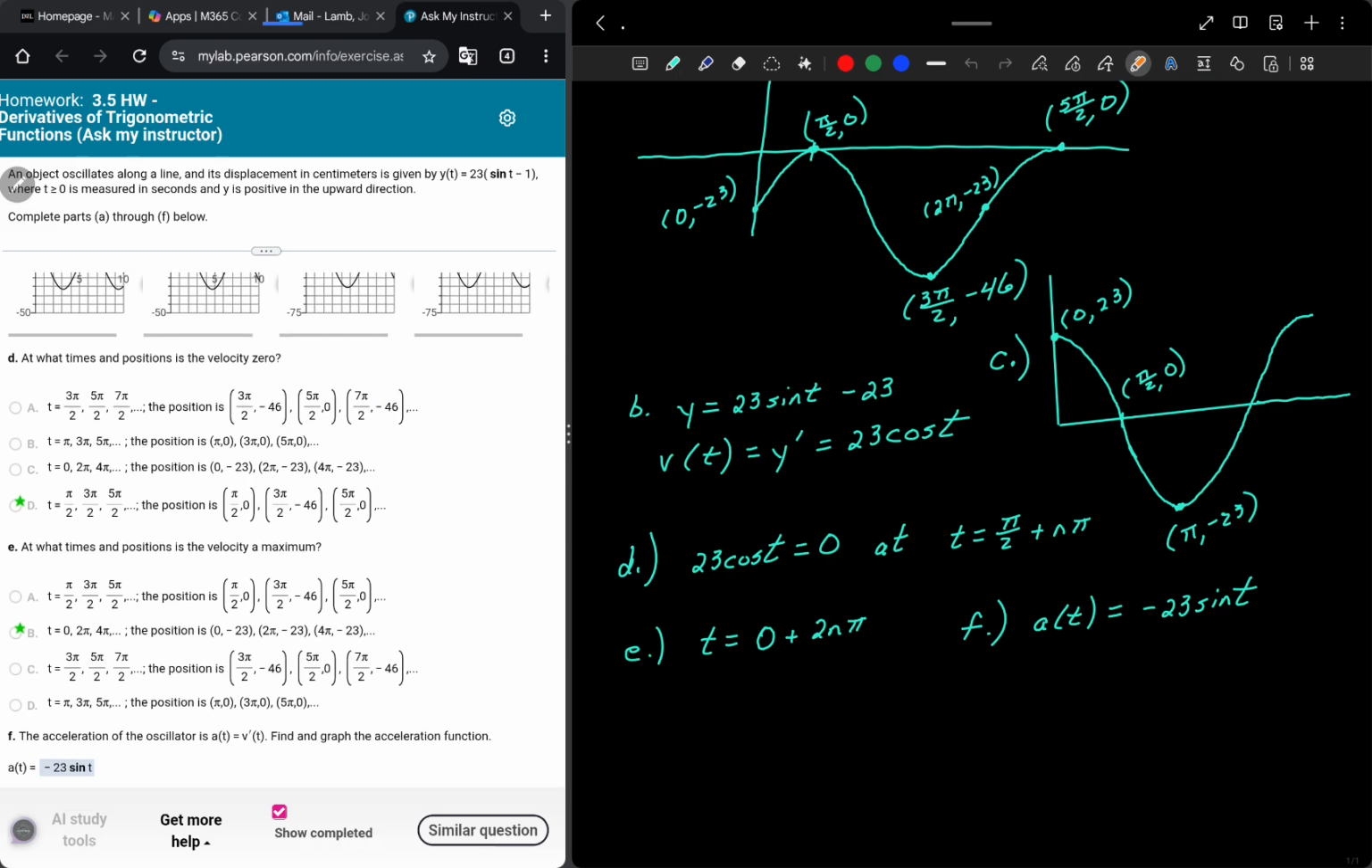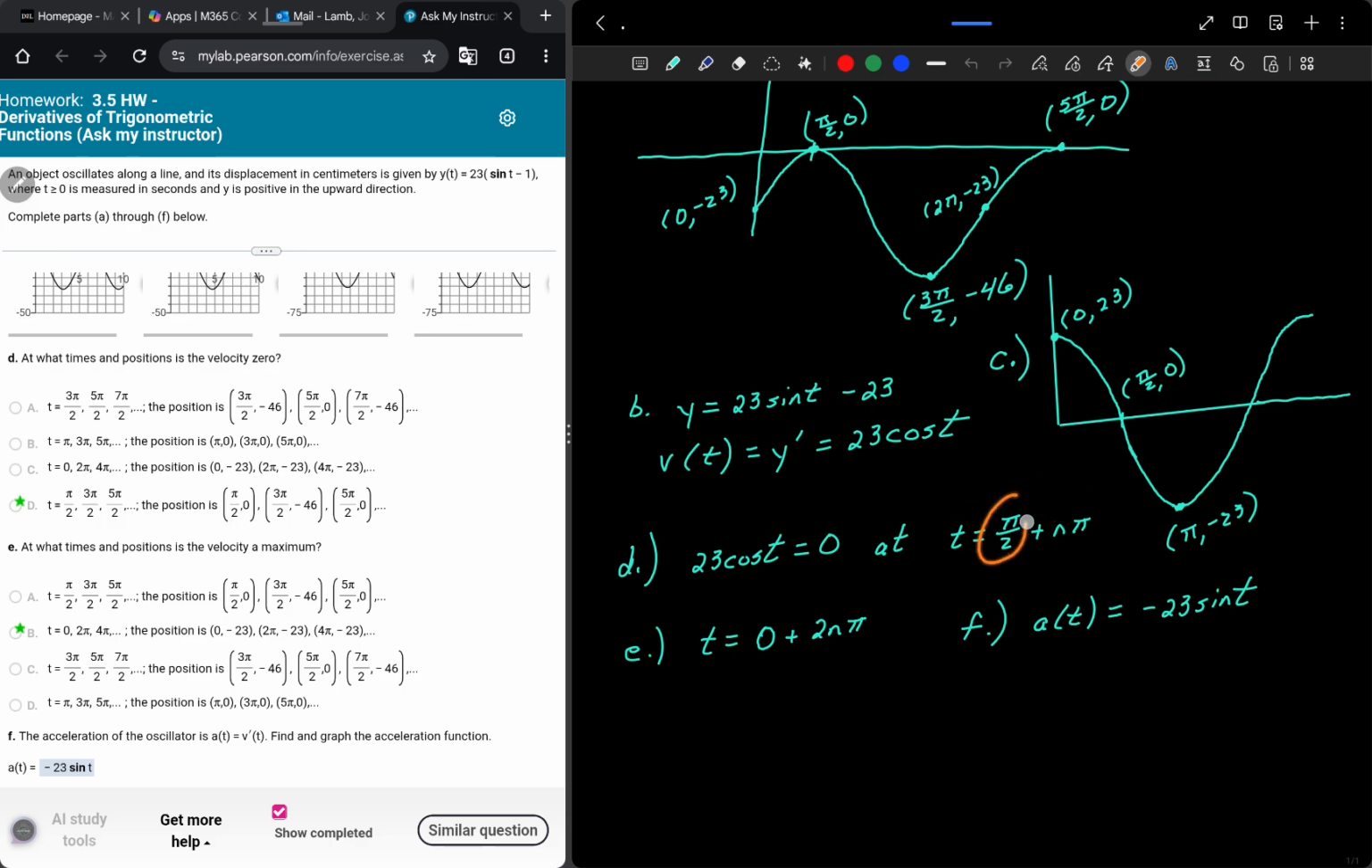Now, part D over here asks, at what times and positions is the velocity 0? Not bad at all. You just say, well, all I have to do is take the velocity equation, which is what I had right here, and set it equal to 0. And then that's going to be 0 whenever the cosine function is 0. And you say, well, the cosine function is 0 anytime you're going vertically on the unit circle. That's at an angle of pi over 2, 3 pi over 2, 5 pi over 2, 7 pi over 2.